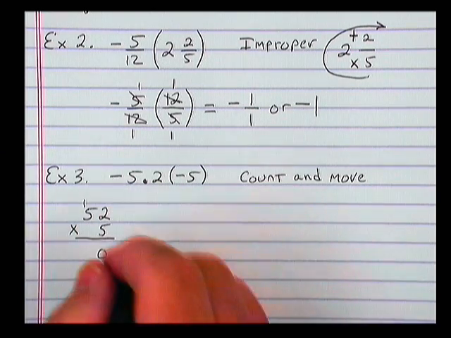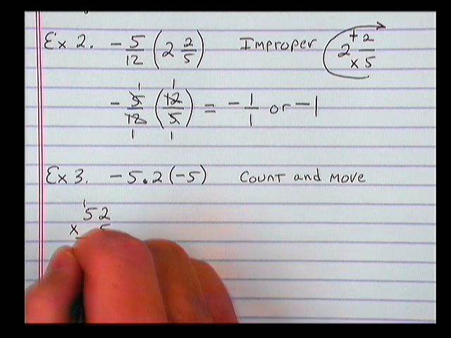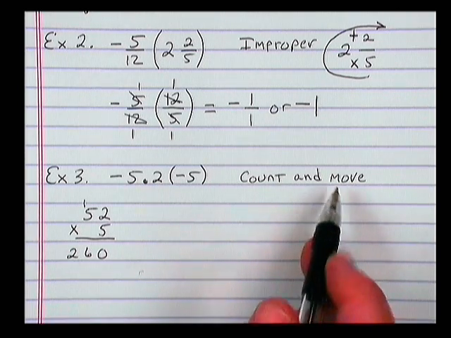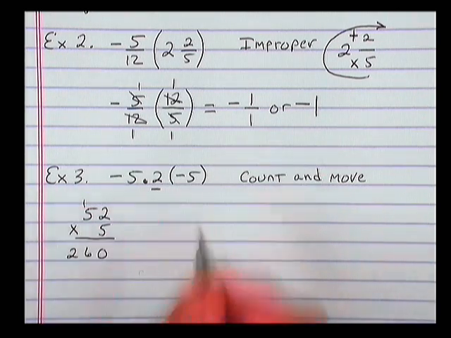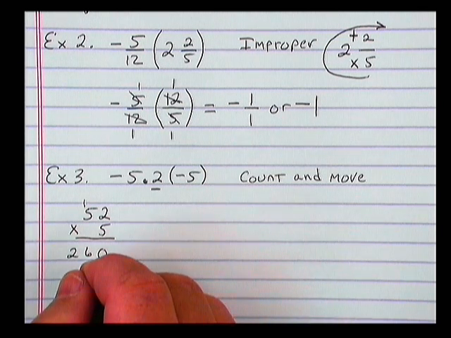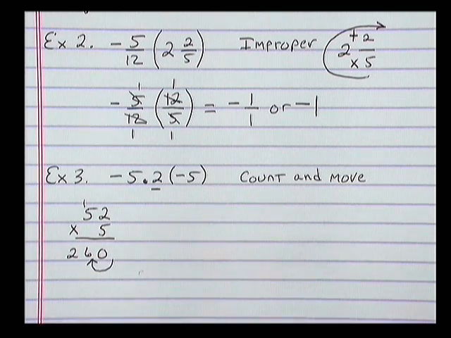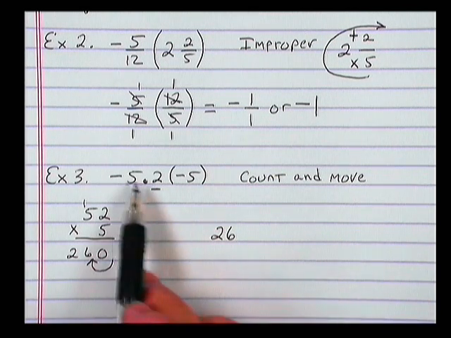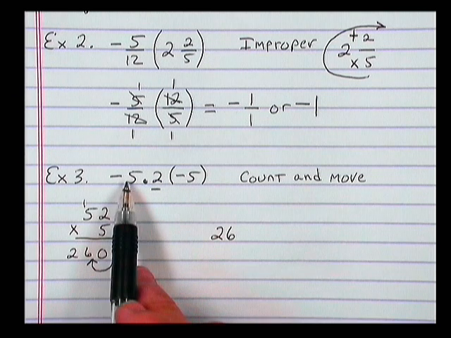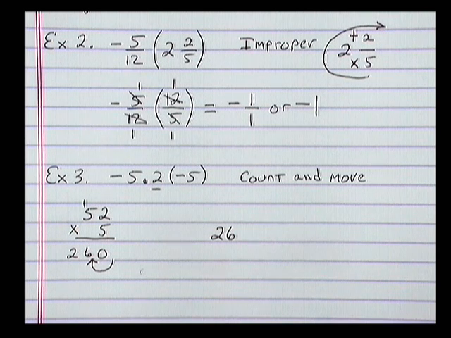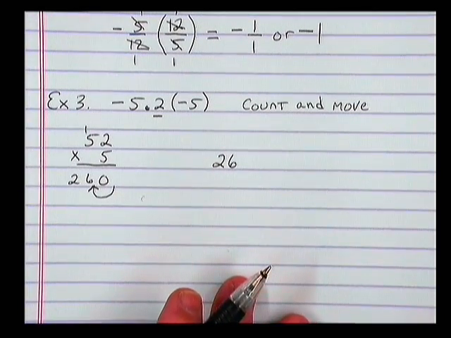That's 10 with the 1, 26. My answer is 260. Then I count and move. I have one number behind a decimal, just that one number right there. So I take my decimal and move it one space to the left. My answer is 26. Now I look for my negative numbers. Two negative numbers multiplied together give me a positive, so my answer would be positive 26. All right, go to example 4.